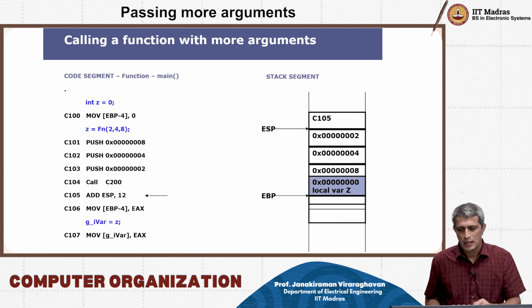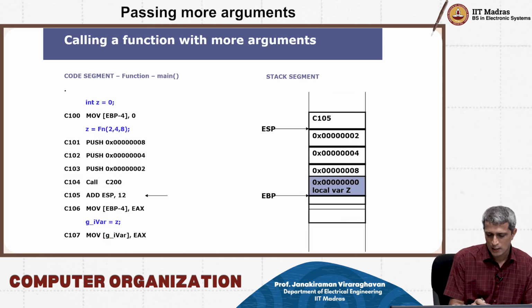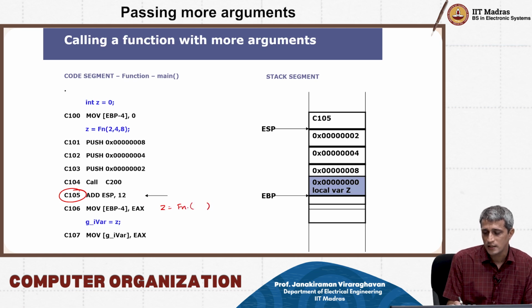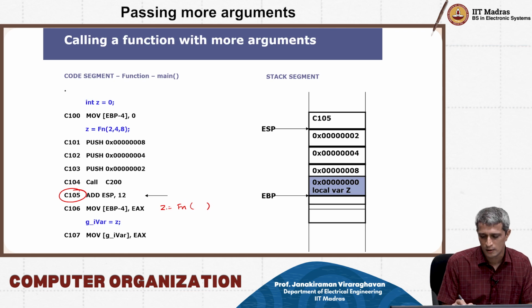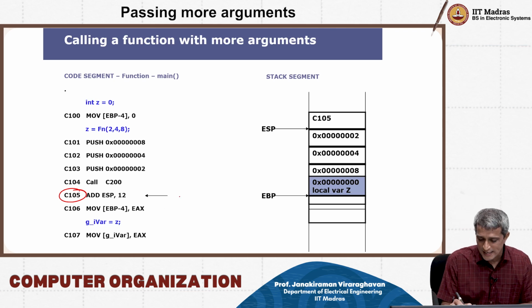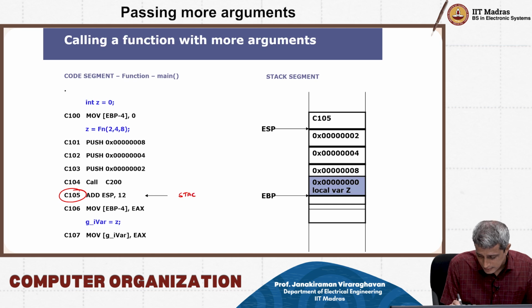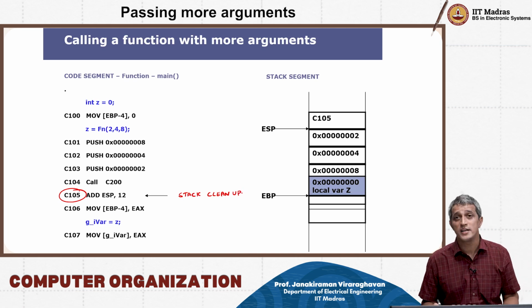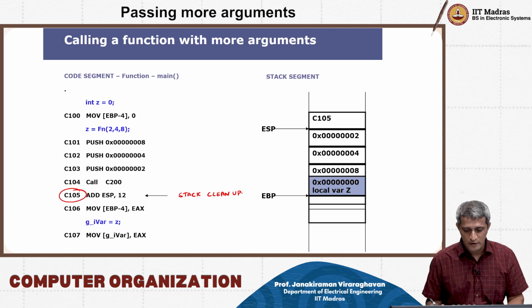Now what you do at C105, and note this instruction, it is not the move, this is not z equal to fn, whatever. This is not assigning the return value from EAX to z, but instead what we are doing, we are inserting one more instruction called add ESP, 12. So this is what is doing the stack cleanup. This is exactly what is taking care of the stack cleanup very correctly now.